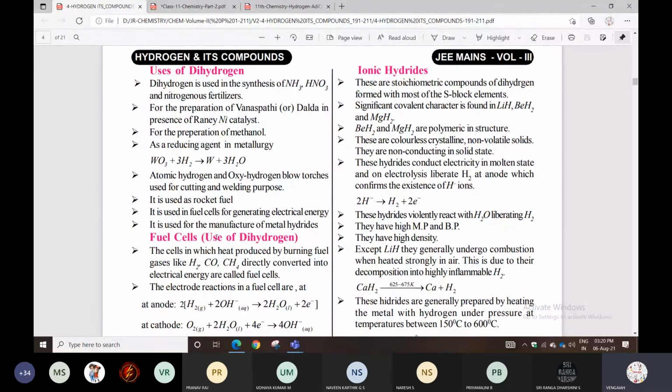It is also used as a rocket fuel. It is also used in fuel cells. It is also used in the manufacturing of metal hydrides. So they have given that it is also used in fuel cells. This thing they have given clearly. So you can follow what the uses of dihydrogen are.